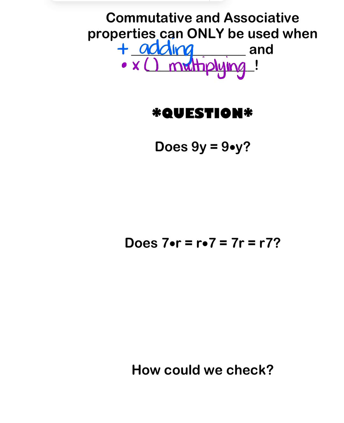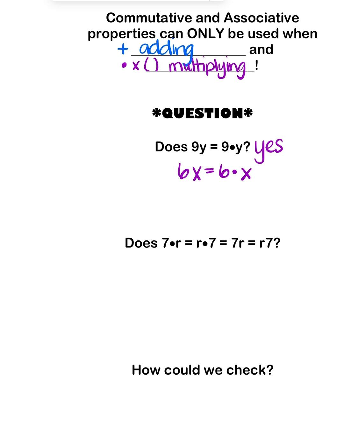Is 9y equal to 9 times y? Well, we know that answer is yes, and we know that because anytime a number and a letter sit side by side, that means to multiply. So remember, when a number and a letter sit side by side, that means to multiply. So if I had 6x, remember that is the same as 6 times x, okay?